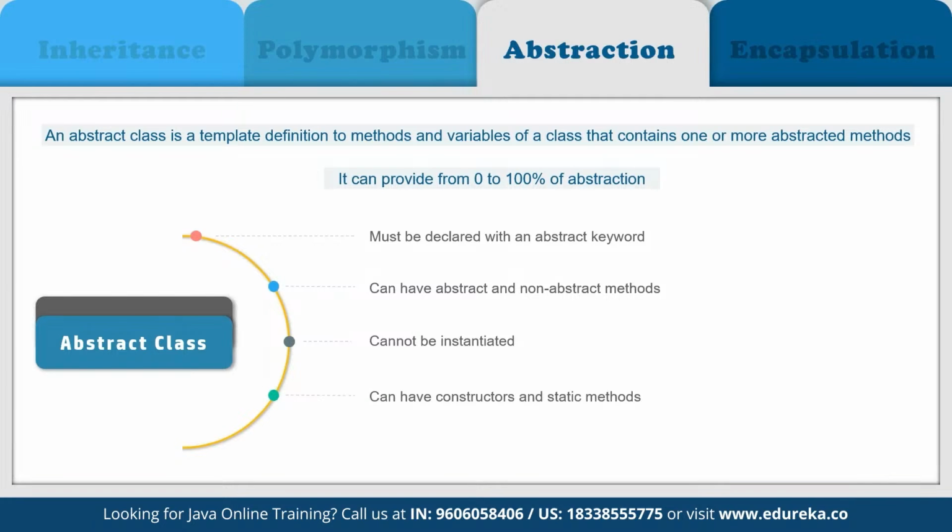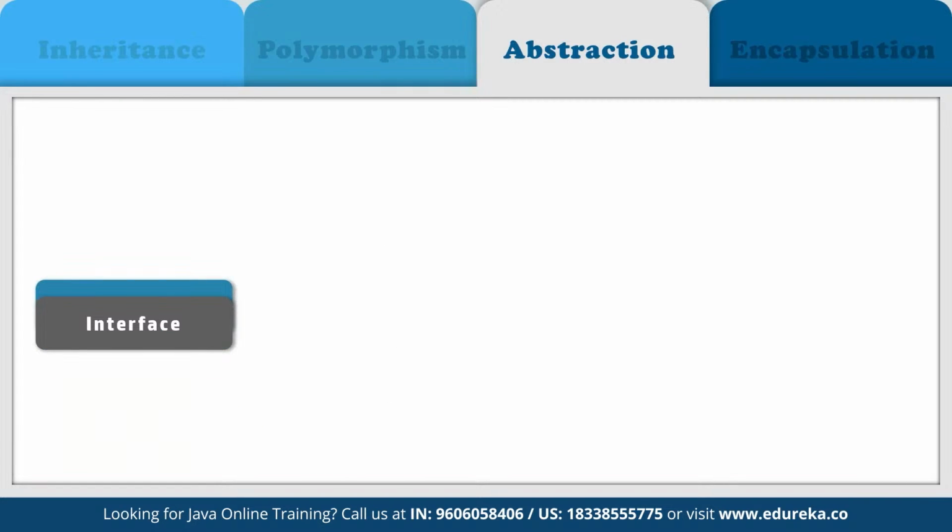Now, to use an abstract class, we have to inherit it from another class where we have to provide implementations for the abstract methods there itself. Else, it will become an abstract class. As you can see here, it must be declared with an abstract keyword. It can have abstract and non-abstract methods, and it cannot be instantiated, and it can have constructors and static methods defined, and it can have final methods also defined here as a part of abstraction. And then we have interface.